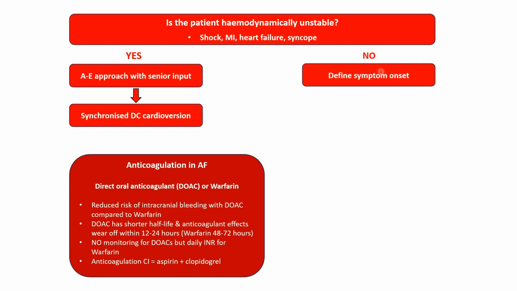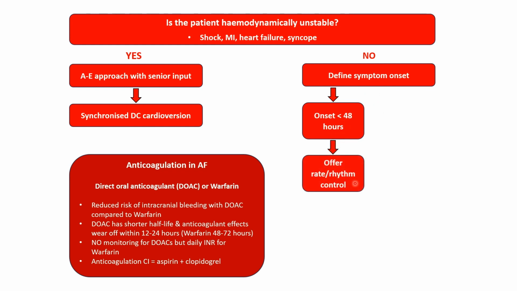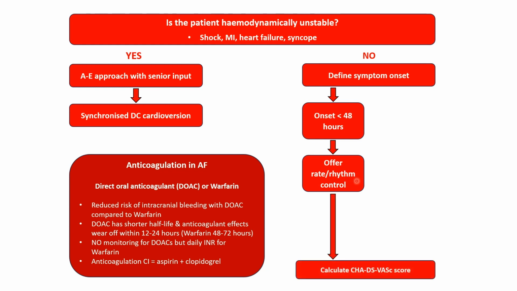If not, then we need to think about when the patient first started having the symptoms. If the onset was less than 48 hours, you could offer rate or rhythm control, and you also need to calculate something called the CHA2DS2-VASc score, which is a risk stratification score for the patient's risk of having a stroke from a thromboembolic event. I'm going to touch on that when I talk about the complications of fibrillating atria.